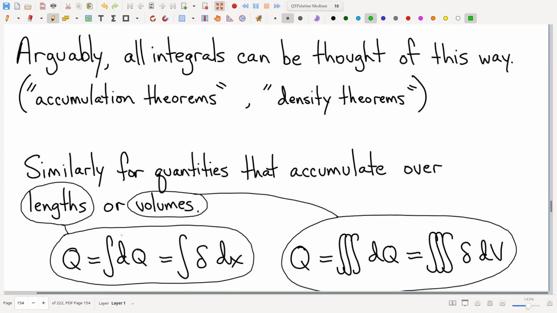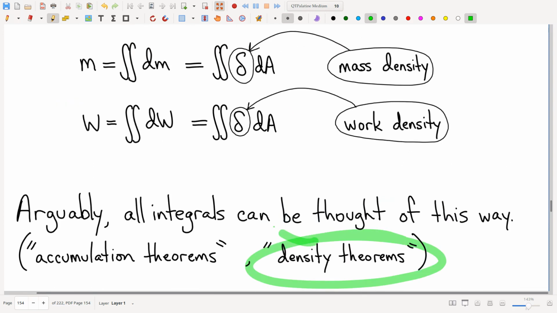Okay, so for whatever it's worth, sometimes I call these accumulation theorems because every result that we're going to write down in one of these theorems results from the fact that the quantity accumulates. It all comes down to accumulation. I also sometimes call them density theorems because the integrand is a density. And so that kind of makes sense as well. It's just terminology, so whatever.